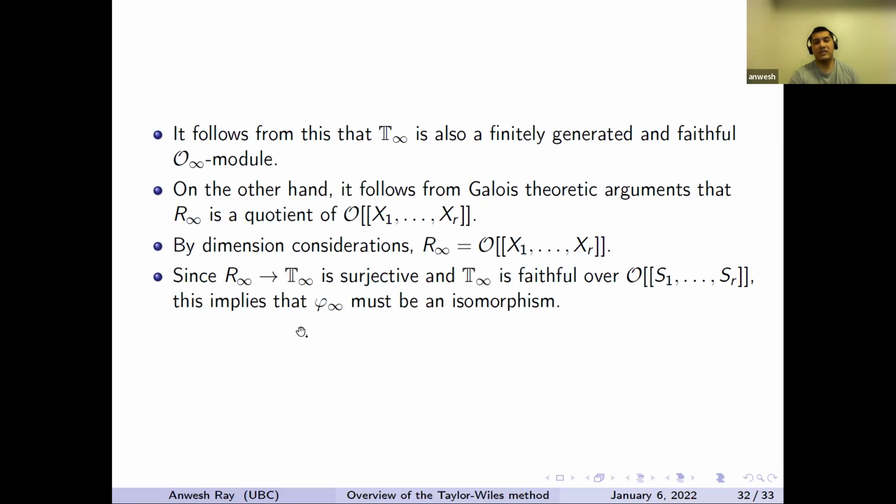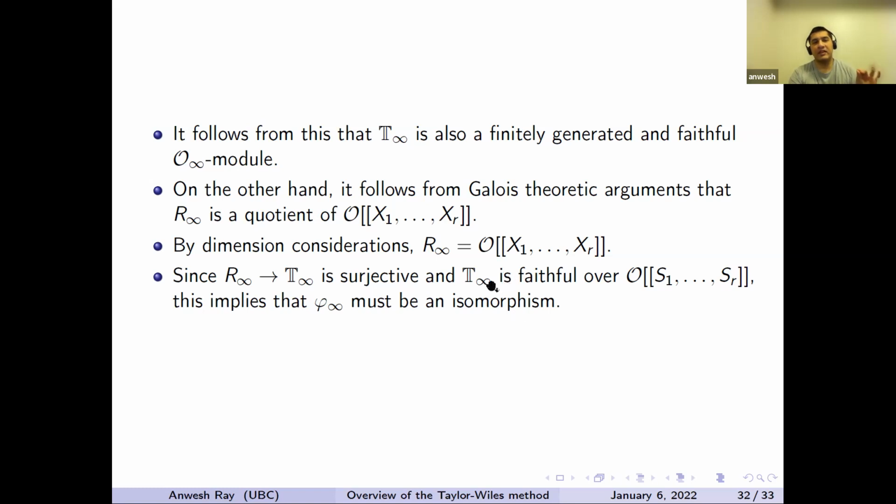And so by dimension considerations, the only possibility is that both R infinity and T infinity are basically isomorphic to O of x1 to xr. Because if R infinity is not isomorphic to O of x1 to xr, the dimension will be less than T infinity, right? But this map is surjective, so that is not possible. So the only possibility is that R infinity is actually just isomorphic to O of x1 to xr. But then because this map is surjective, that also means that T infinity has to be isomorphic to R infinity. So it comes down to a commutative algebra argument, which is not difficult at all.